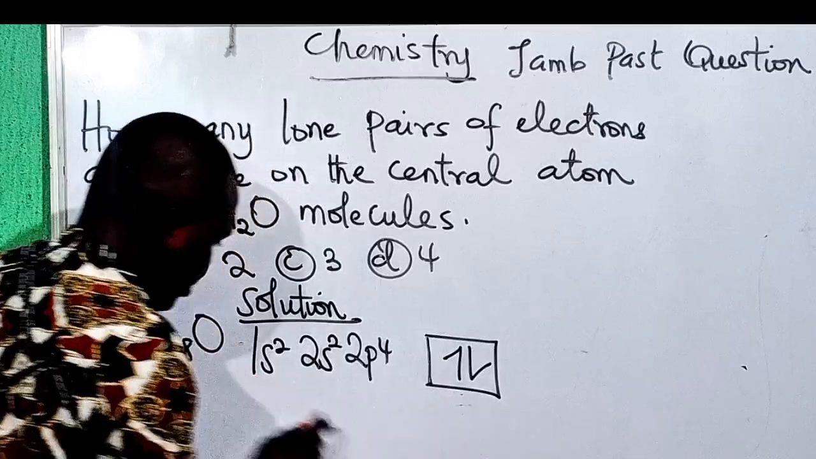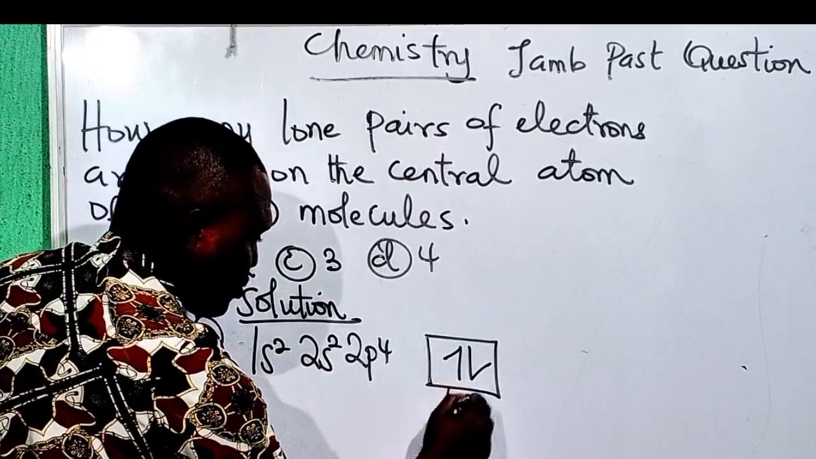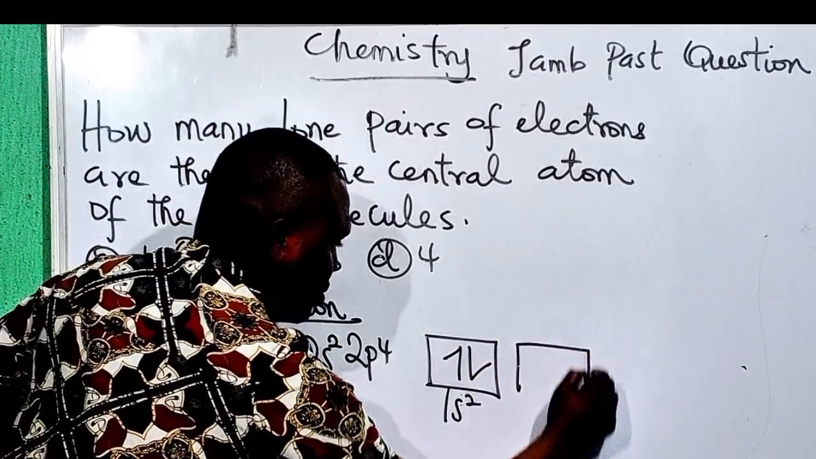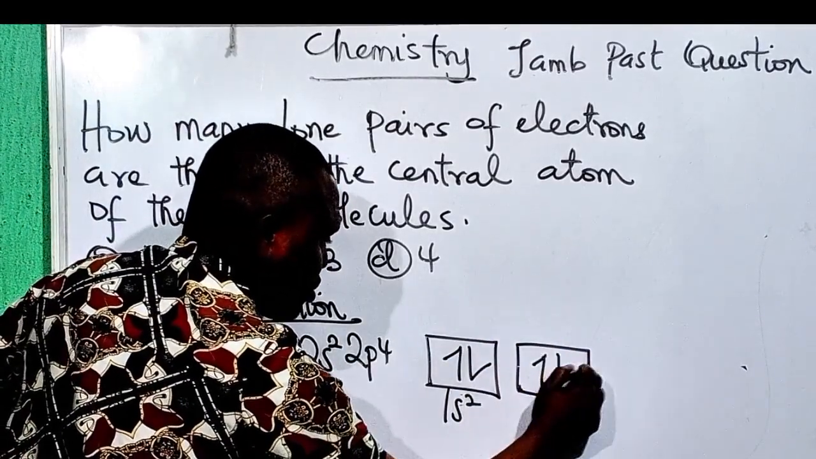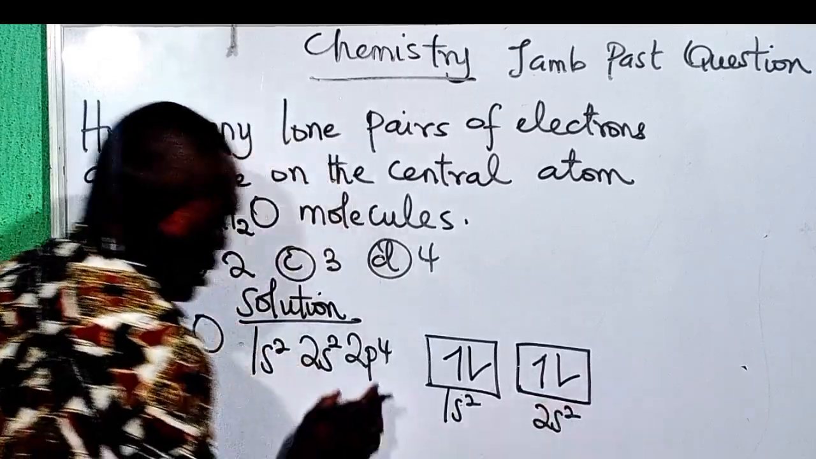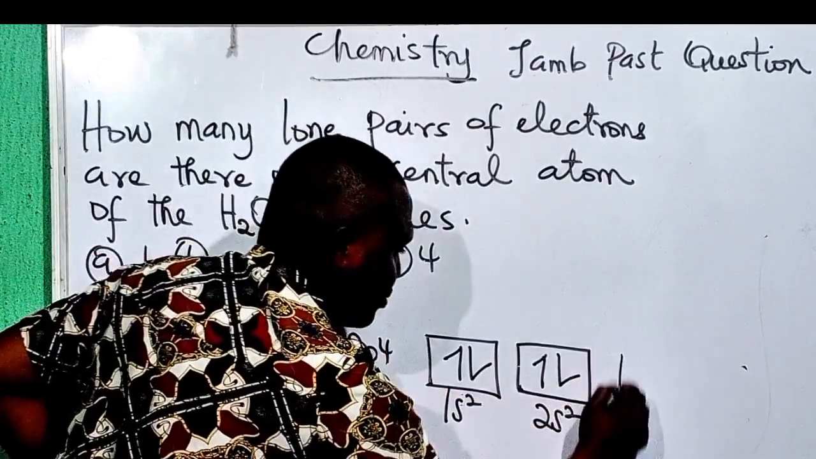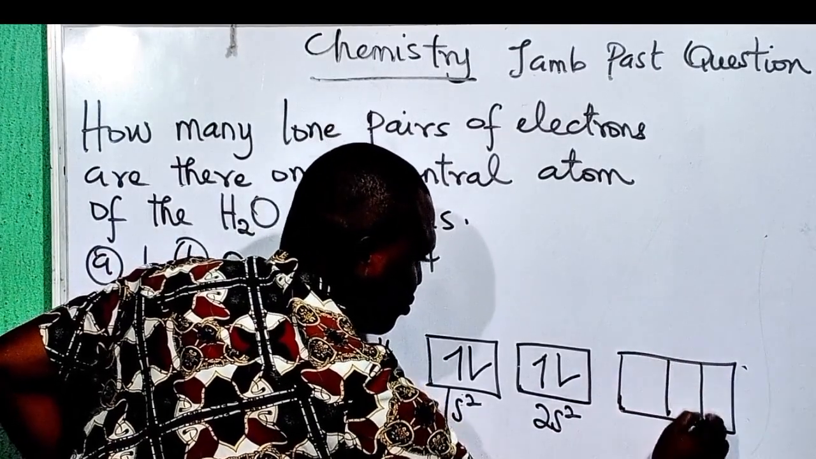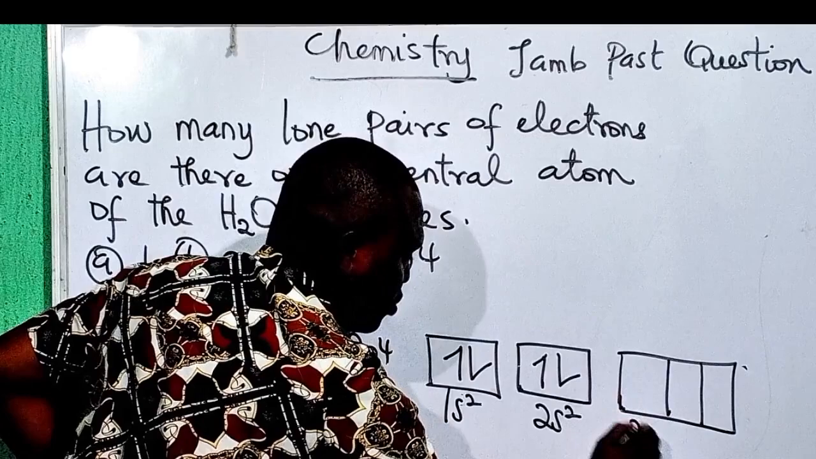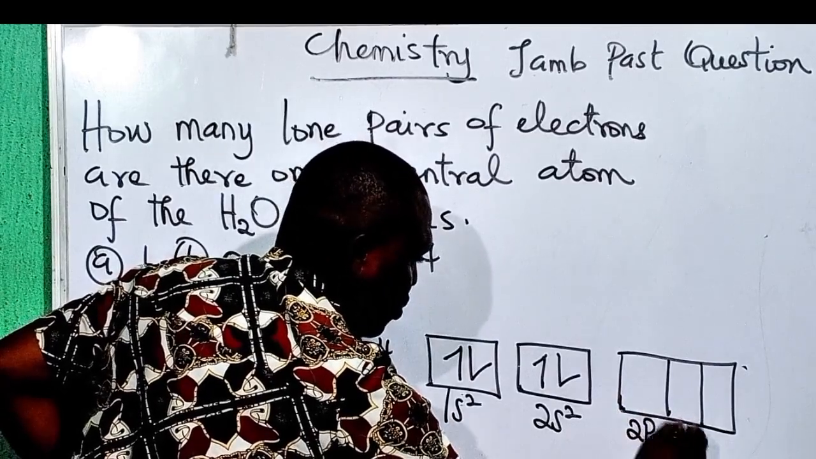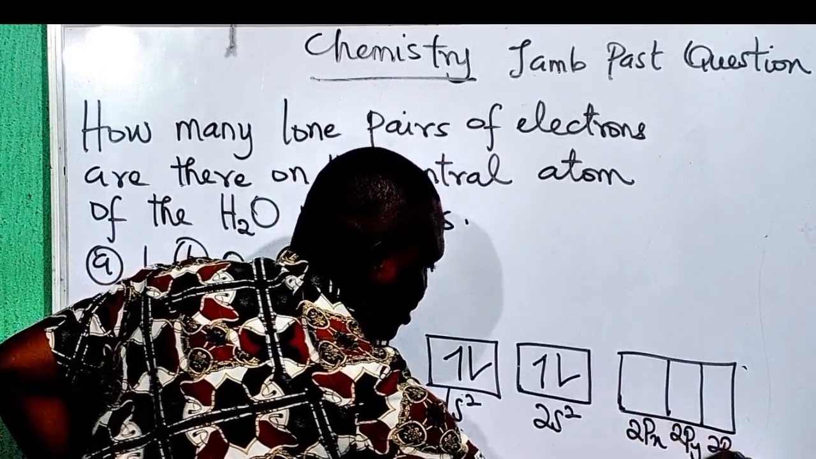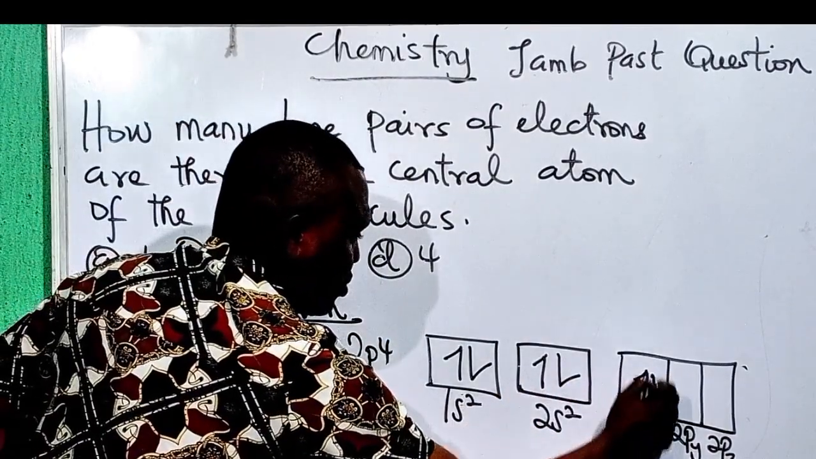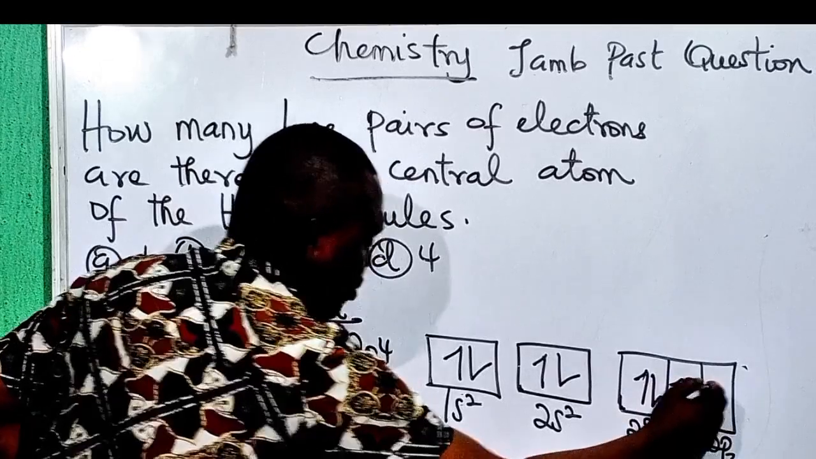Let's look at this. 1, 2. That's for the 1s2. Is that clear? Now for the 2s2, 1, 2. That's 2s2. And then for the 2p orbital, this is 2px, this is 2py, and this is 2pz. Is that clear? Now 4 electrons: 1, 2, 3, and 4.